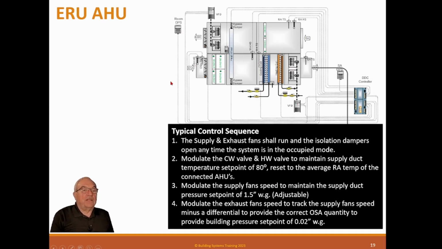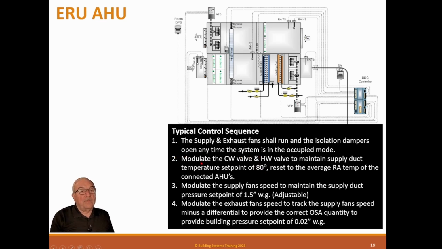So the supply and exhaust fan shall run and the isolation damper open anytime the system is in the occupied mode. Modulate the chill water valve and hot water valve to maintain supply duct temperature set point of 80 degrees. Reset the average return air temperature of the connected air handling units. So this sequence here is assuming that these are feeding other air handlers. This is feeding a room. This would actually be a room temperature, which would be different.